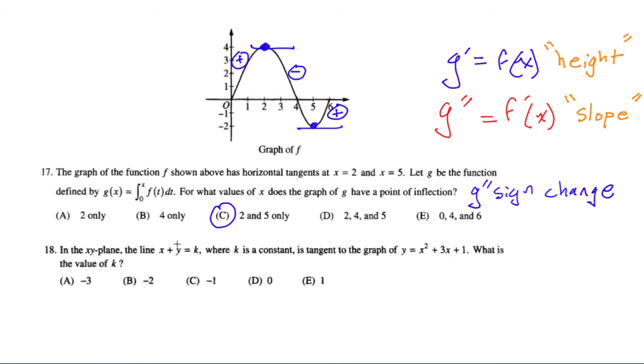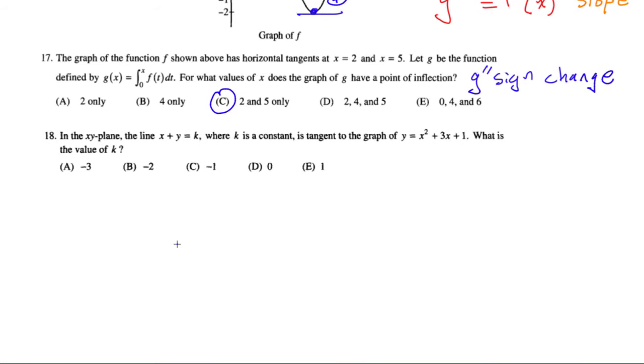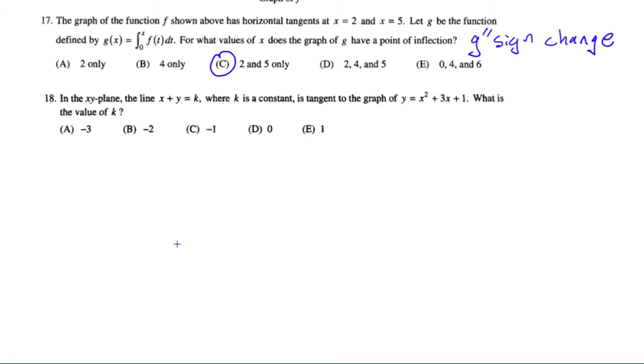Questions? On number 18. All right, so we have the xy plane, the line x plus y is equal to k, where k is a constant. What is the value of k? Yeah, this one was a hard one.